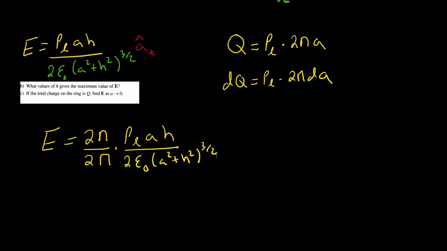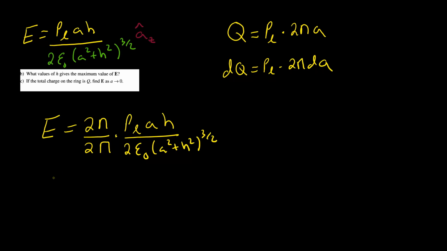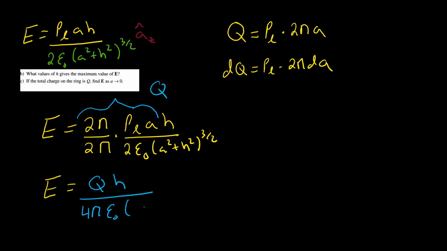So now I'm going to say that this is the charge, so E is going to be equal to, so this right here is Q, or 2 pi a times rho L, so that's Q. So I got Q h over 4 pi epsilon 0 times a squared plus h squared to the 3 over 2.